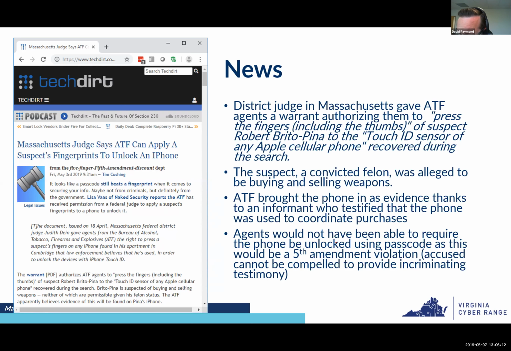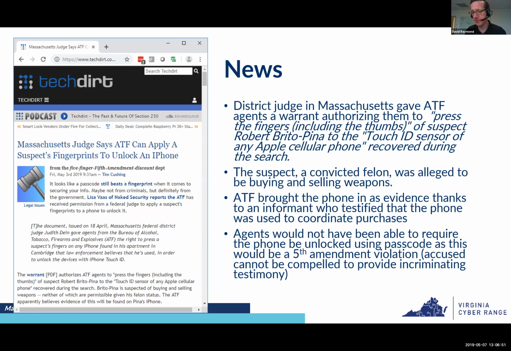The first one is the story of a district judge in Massachusetts, who gave ATF agents a warrant authorizing them to press the fingers, including the thumbs, of a suspect to the Touch ID sensor of any Apple cellular phone recovered during the search. And in the warrant, they also gave the ATF authorization to require anybody else present at the location of the search to press their fingers to any Apple device.